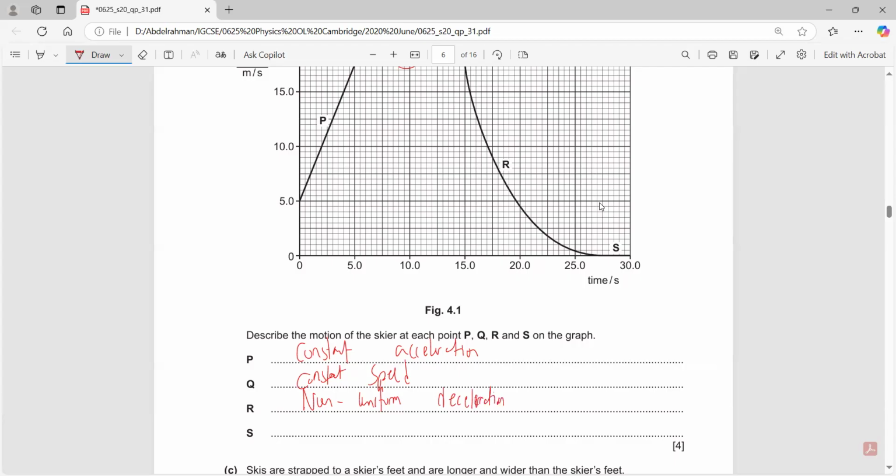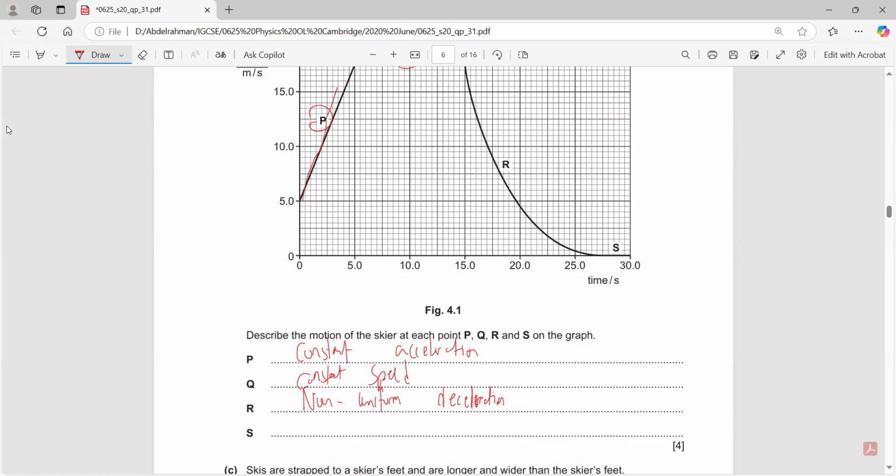What if I wrote down in P increasing speed? Yes, in P you can write down increasing speed. More accurately, you can write down constant acceleration. The speed is increasing constantly because it's a straight line. Q, constant speed. Do I have to write down non-uniform in R? No, you do not have to. You can just write down that it's decelerating or that the speed is decreasing.